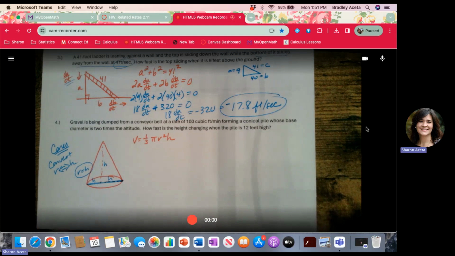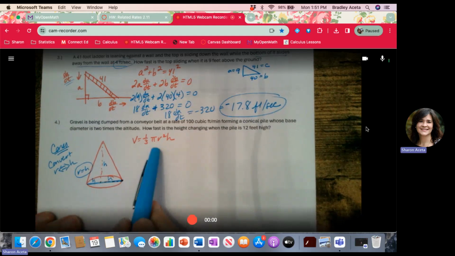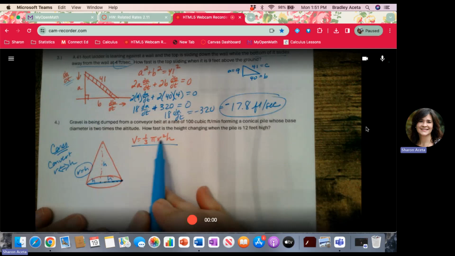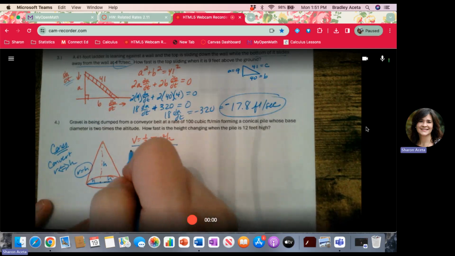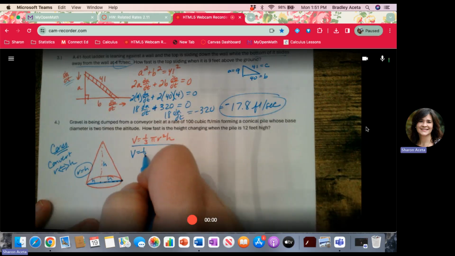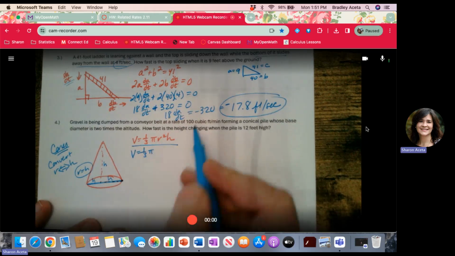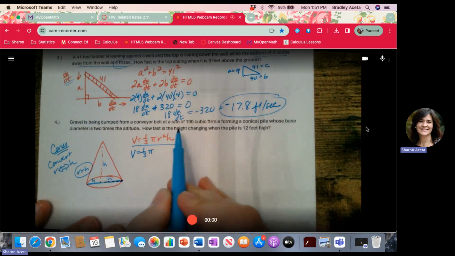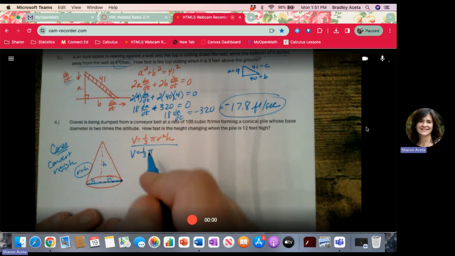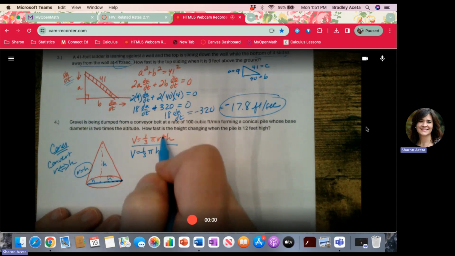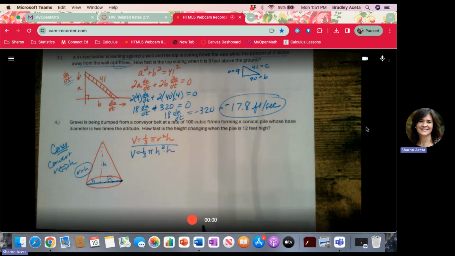Now that's helpful because I'm going to go back to this formula, and you always have to do this before you even begin taking a derivative. You have to rewrite this formula so that it's all R's or all H's. So I'm going to go volume equals 1/3 pi. Now, which one do I choose? Well, it depends on what they ask you. How fast is the height changing? So I want to make my R's into my H's. So I'm going to change R to H. I'm going to square it, and I'm going to have the other H being multiplied by it.